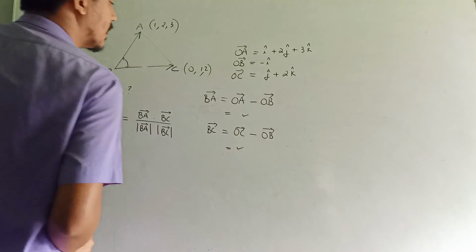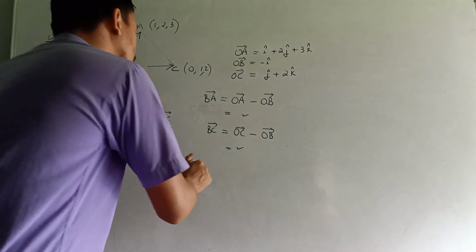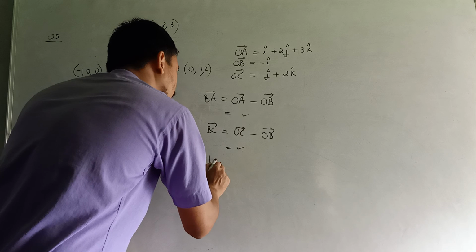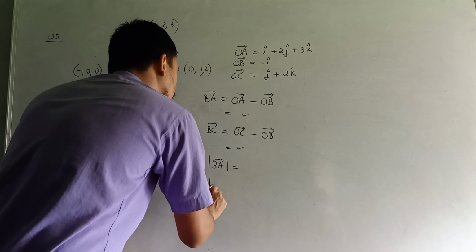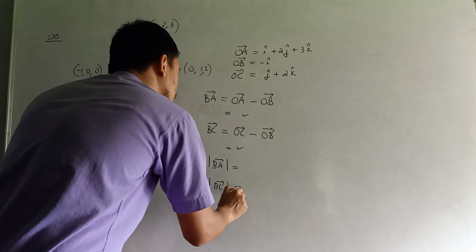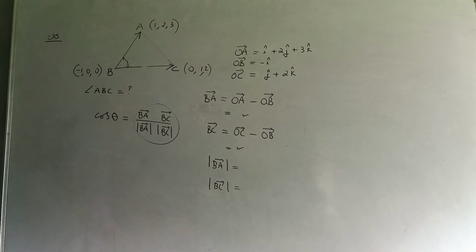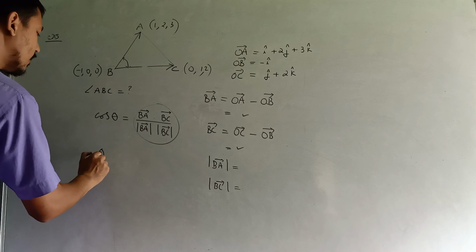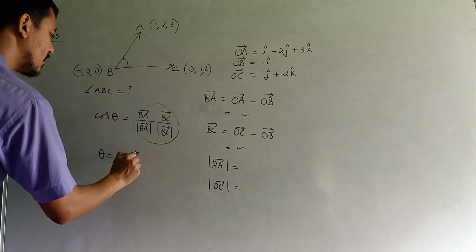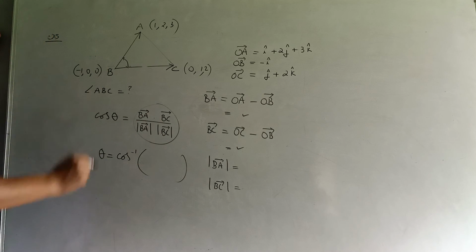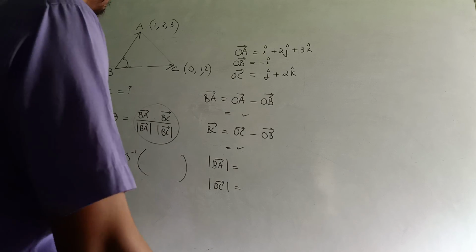Right? Since you have obtained the vectors BA and BC, you also find their magnitudes, magnitude of BA, magnitude of BC, and then you evaluate. So theta will be given by cos inverse the whole of this, after you substitute the values. Alright?